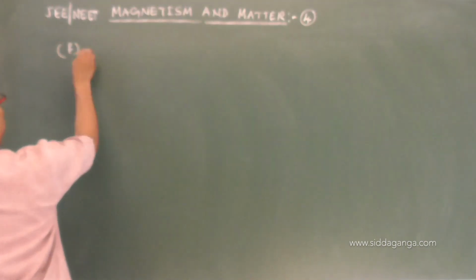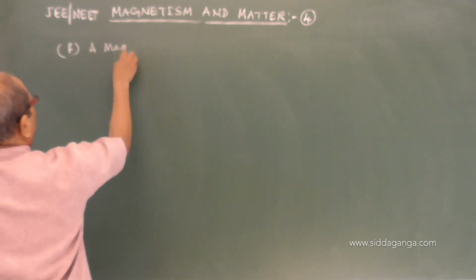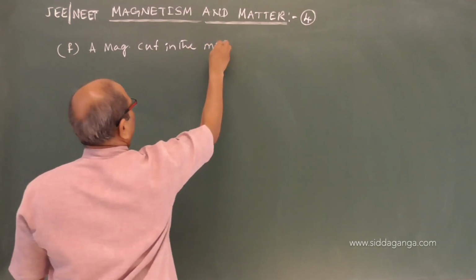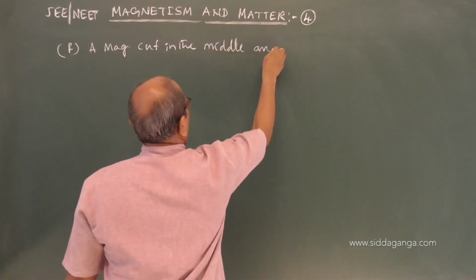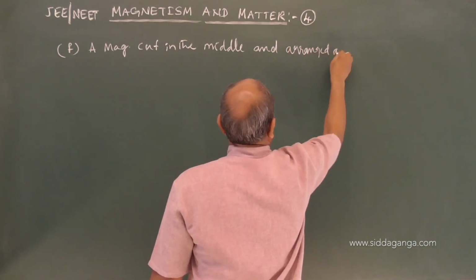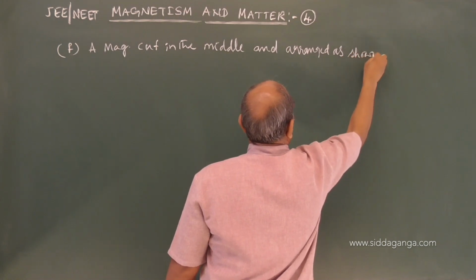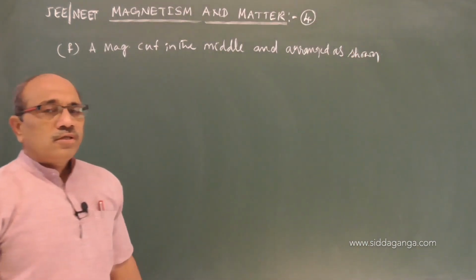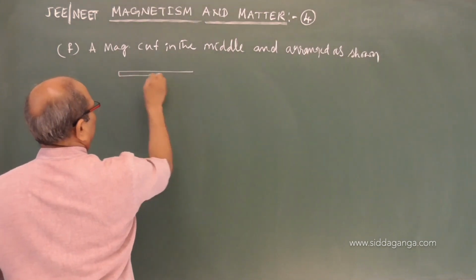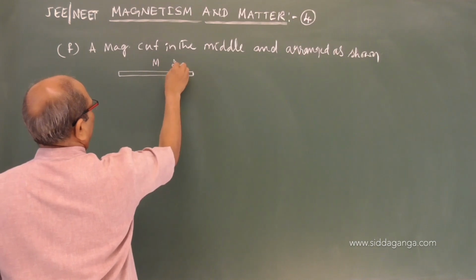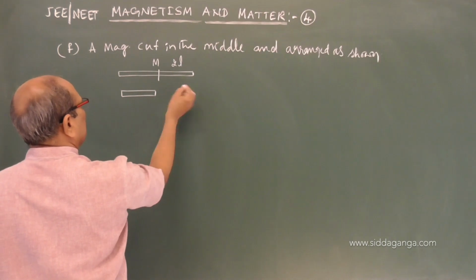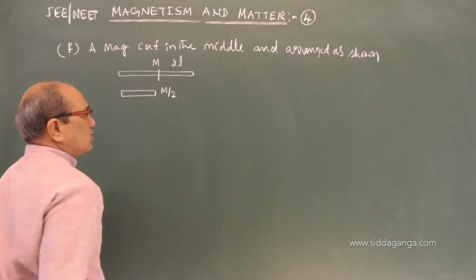So take the case of a magnet cut in the middle and arranged as shown. What happens to the net magnetic moment? A bar magnet having moment m and length 2L is cut in the middle, so that each part has moment m by 2.